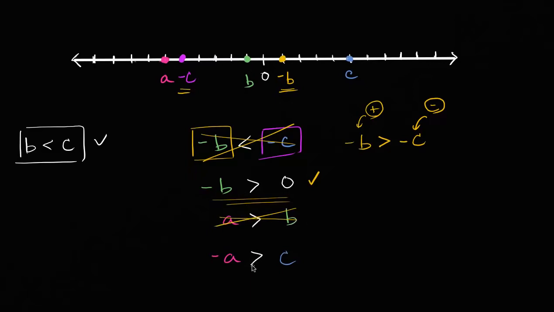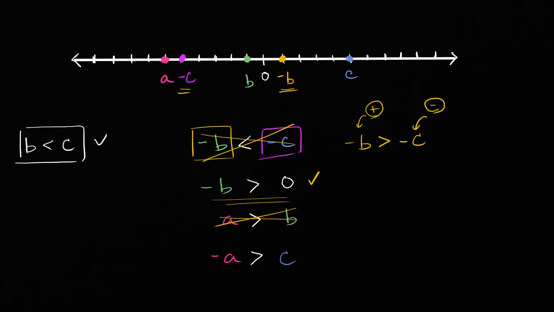All right, one more to think about. Negative a is greater than c. So we know that a isn't greater than c. a is to the left of c. a is a negative number, to the left of 0. c is a positive number, to the right of 0. But what about negative a?